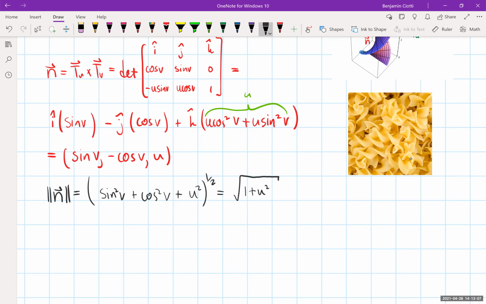And Krishna asked, why use u and v if it's cylindrical? Well, u and v were the coordinates that I was given the parameterization in, so I'm just using the ones that were given. You can use any letter you want. u and v are common ones. Sometimes s and t, r and theta.